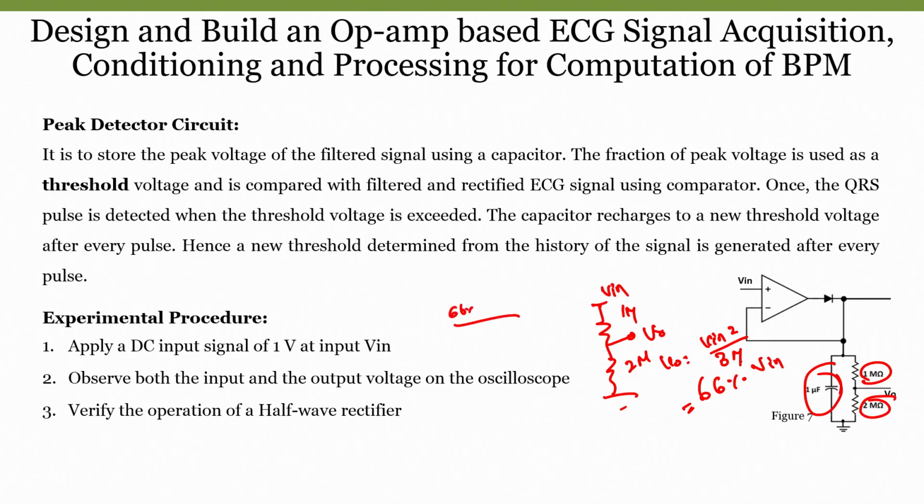If you want to set it at 75% or 50%, we can change the resistance values in such a way that it gives 70% or 65%, whatever percentage of thresholding we require. Now, why are we choosing 1 mega and 2 mega resistance? Why not 1 kilo, 2 kilo, 100 ohms, 200 ohms? The reason is that the input signal should not be loaded.